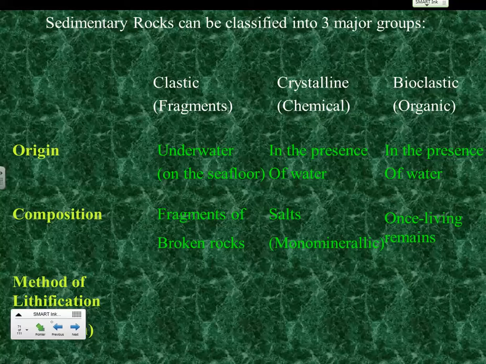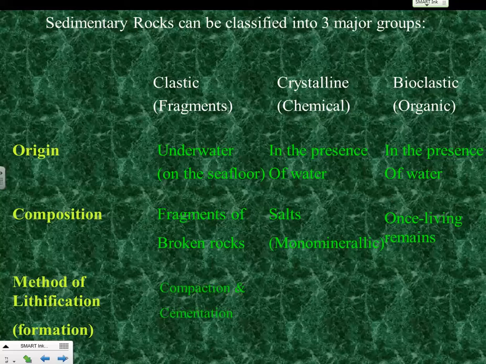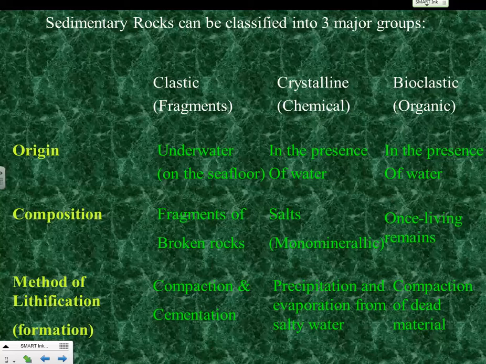Method of lithification, this is simply how the rocks were formed, the method by which they're formed. This is important. We're going to use this in lab class. And let's see if we can get this to show up. There we go. For clastic rocks, these rocks are always made when nature compacts them and then cements them. So that's the method of lithification for a clastic rock.